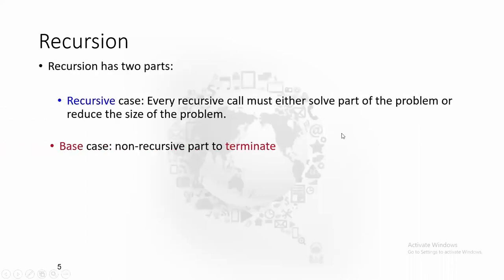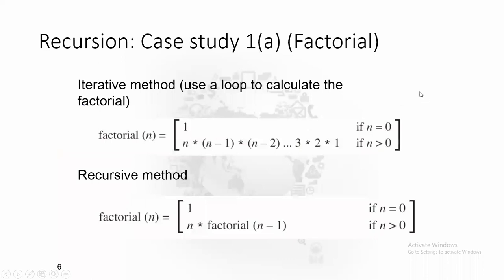So recursion has two parts. One is a recursive case, where every recursive call must either solve part of the problem or reduce the size of the problem. Then we have a base case, the non-recursive part, to terminate. So we're going to use this case study, which is a factorial, to explain how recursion works. If you're using the iterative method, you're going to use a loop to calculate the factorial. And you can also use the recursive method.